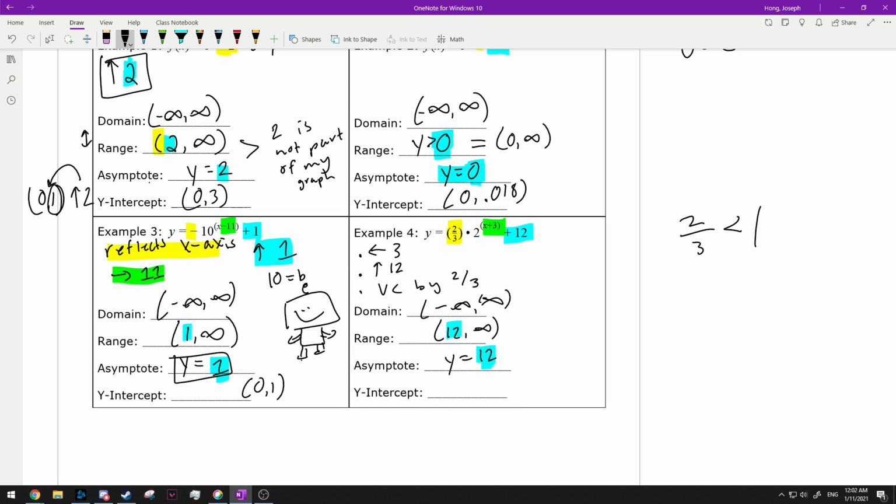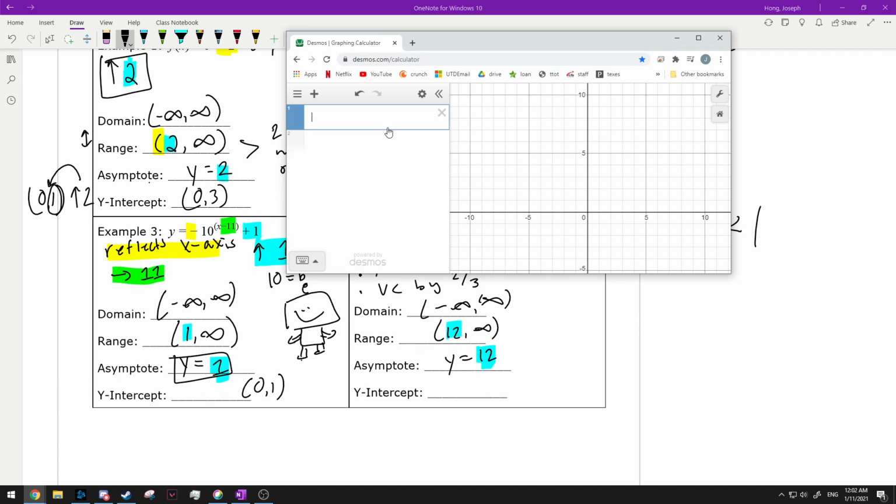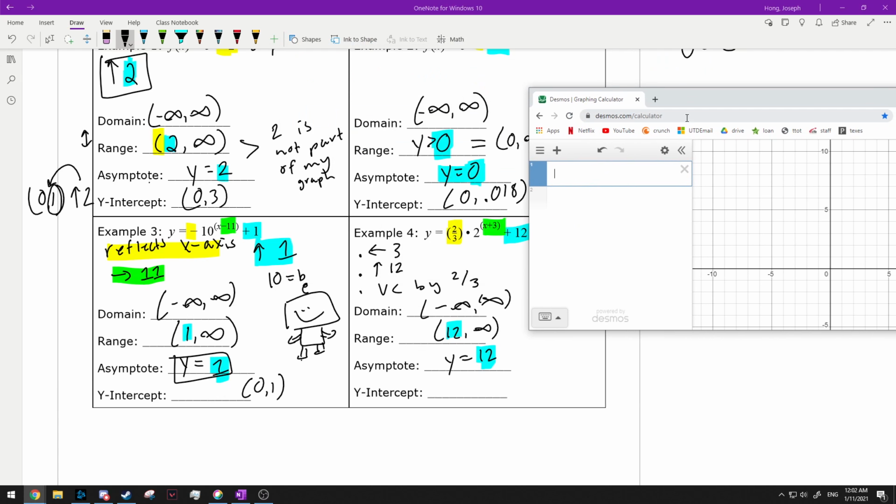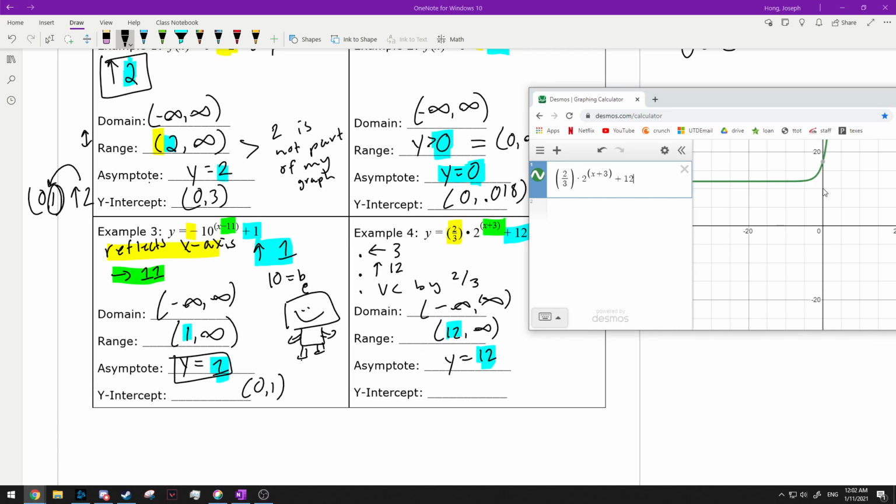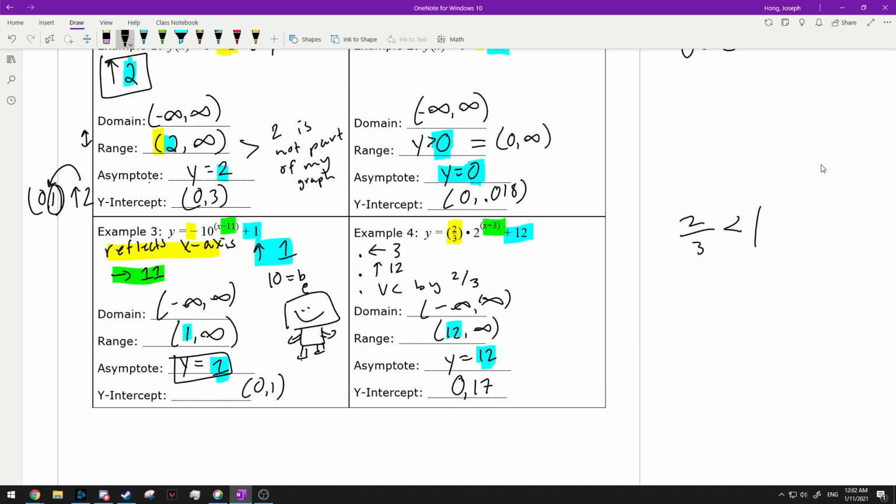Okay, and then last thing, y-intercept. I can just use Desmos for this part. 2/3 times 2 to the power of x plus 3, plus 12. My y-intercept is right here, 17.33. So 0, 17.33 repeating.